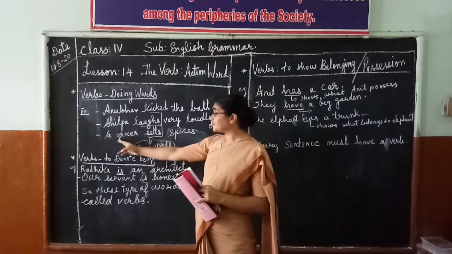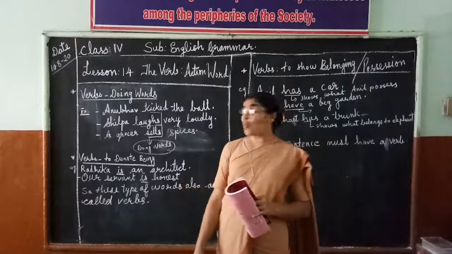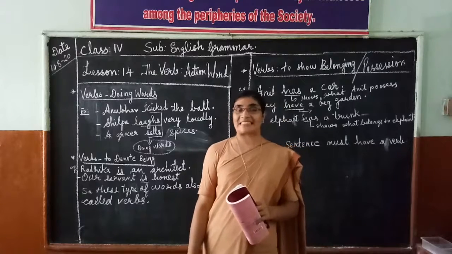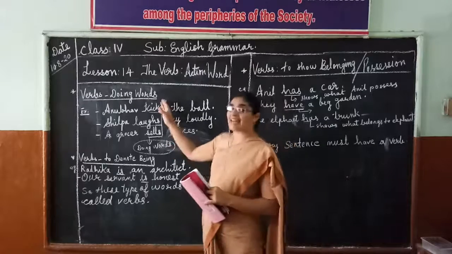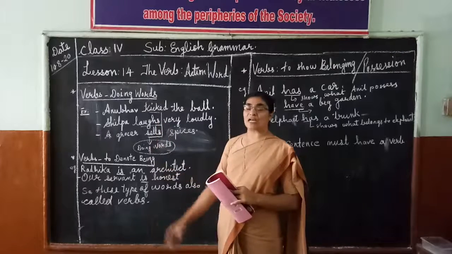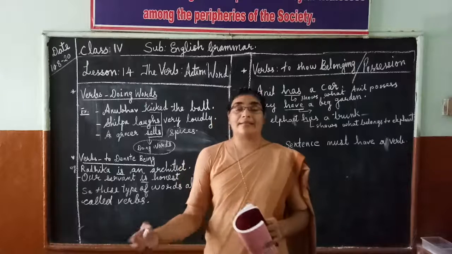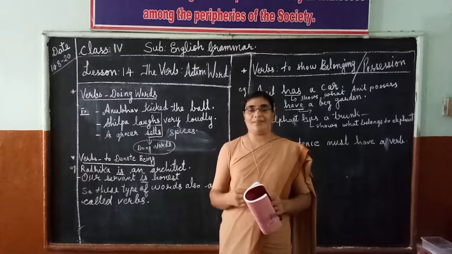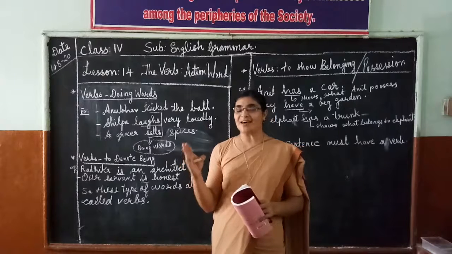Then we have, the grocer sells spices. What does the grocer do? He sells spices. So all these words like kicked, laughs, sells are known as doing words. And another example, if you want to know: the peon rings the bell. Now what does the peon do? The peon rings the bell.